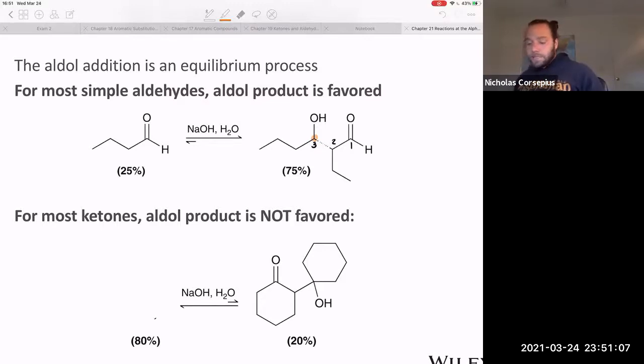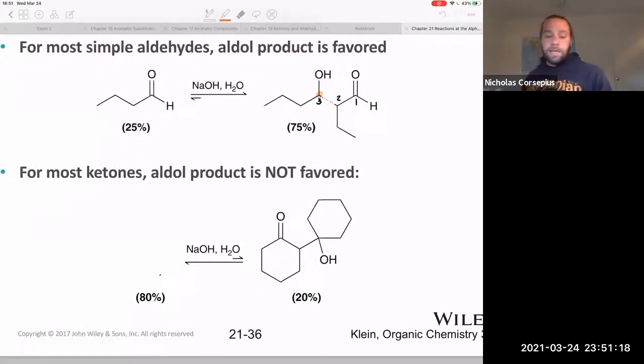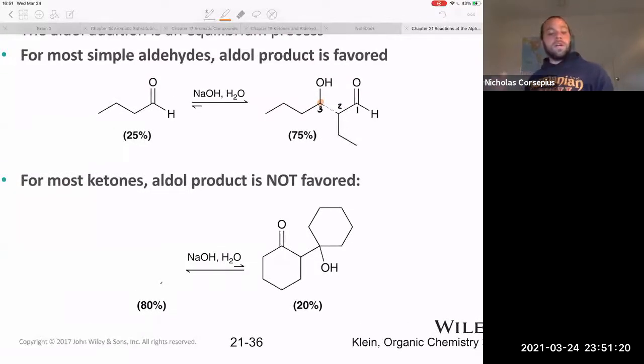For aldehydes and ketones, for aldehydes, for the most part, the equilibrium will favor that aldol formation pretty heavily. If you have a ketone, it actually favors the reactants more. So you're going to have to do something special, like distill out your product as it is formed, in order to get an appreciable amount of product. Nonetheless, we're going to say that this happens for both aldehydes and ketones. You should know it's more favorable for aldehydes, but we're still going to be using them both.